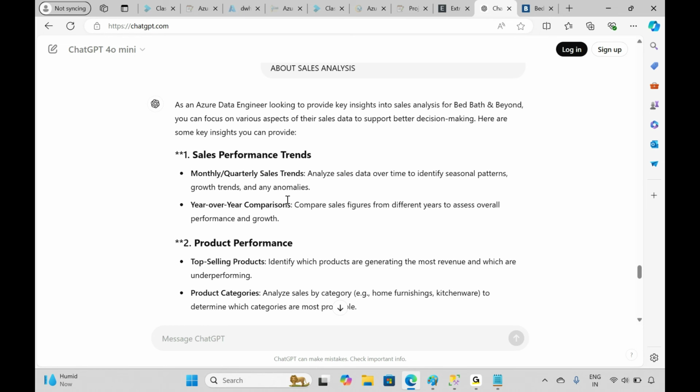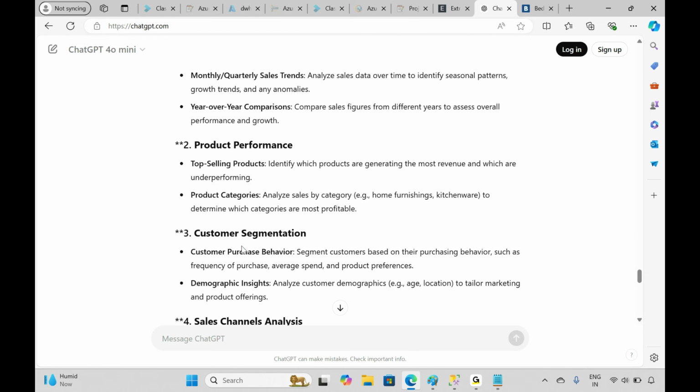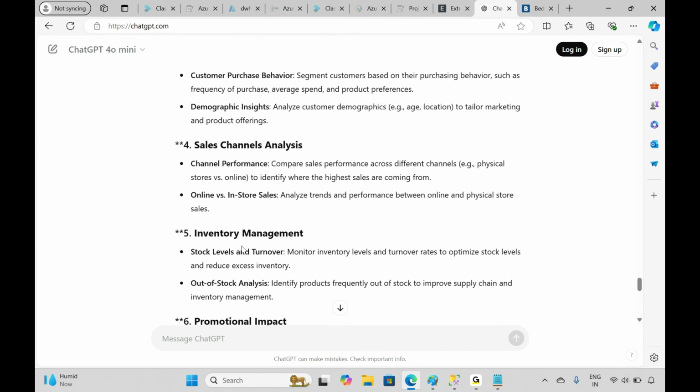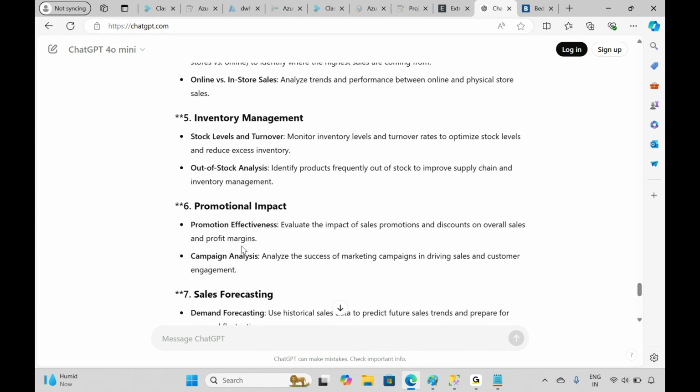So you can tell them we are implementing a business intelligence solution to support better decision making, and we are providing some key insights about the business: sales performance trends like monthly, quarterly, yearly sales, year over year comparisons, product performance, customer segmentations, sales channel analysis, inventory management, promotional impact, sales forecasting, regional sales analysis, customer lifetime value, revenue and profit margins.